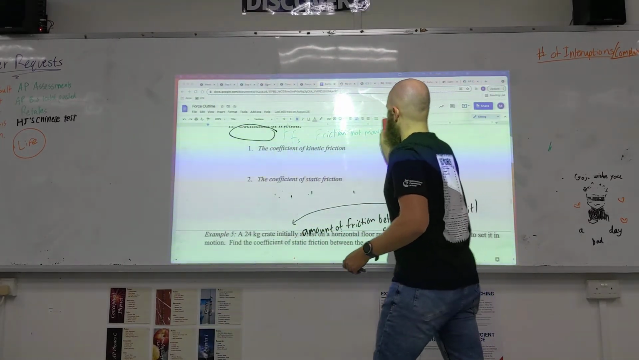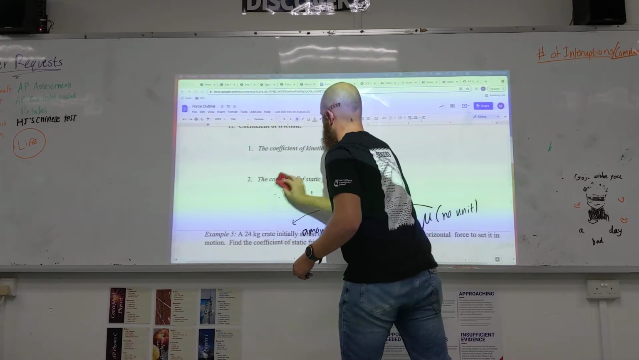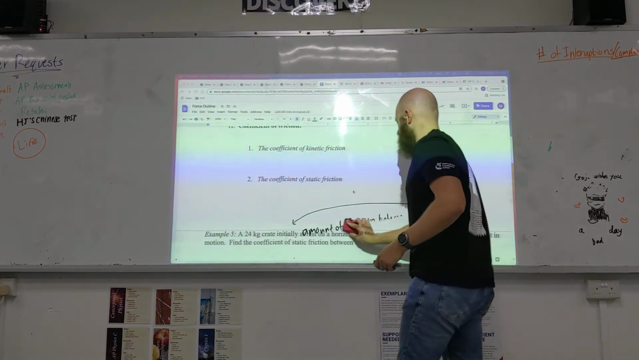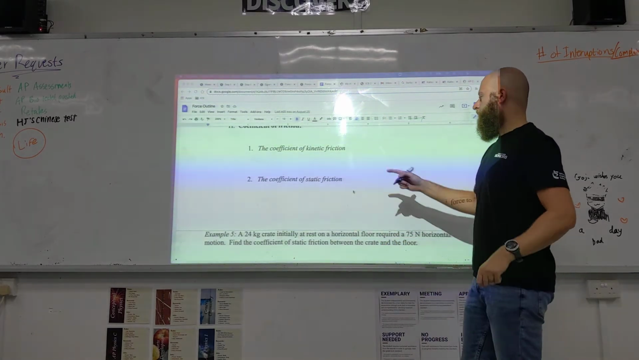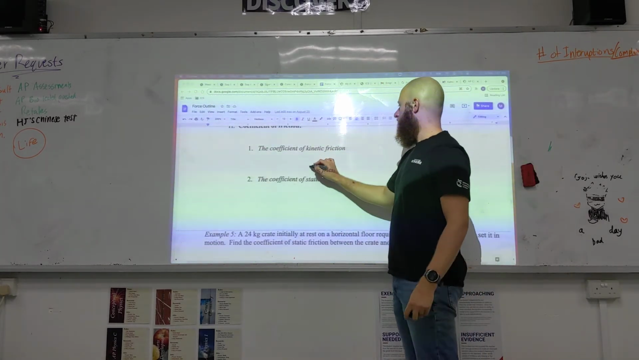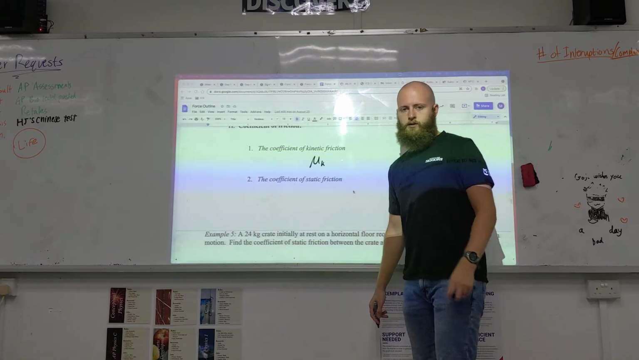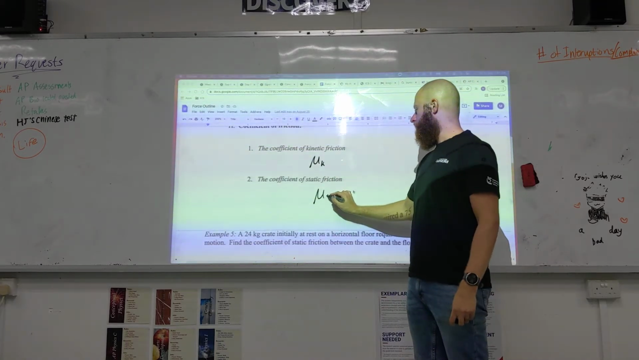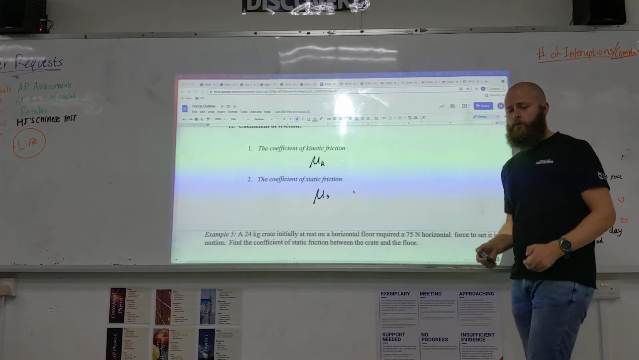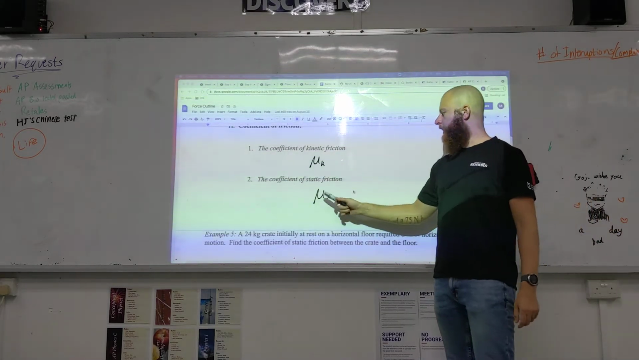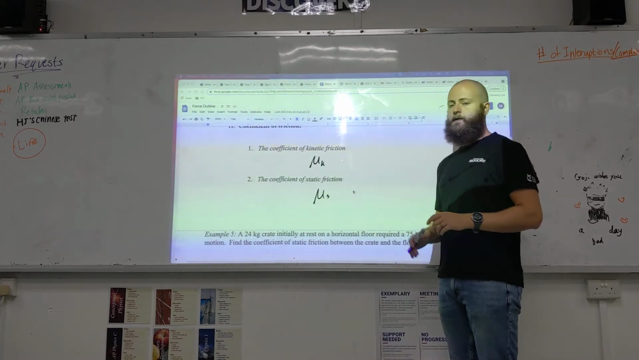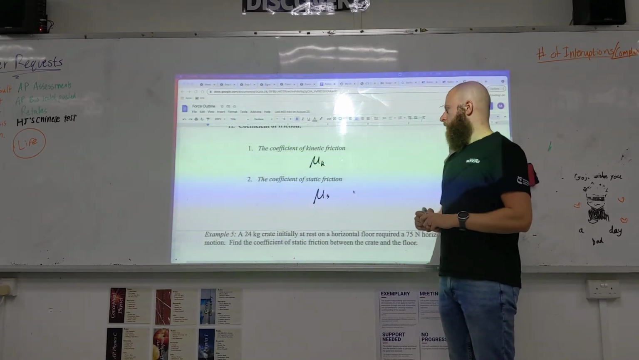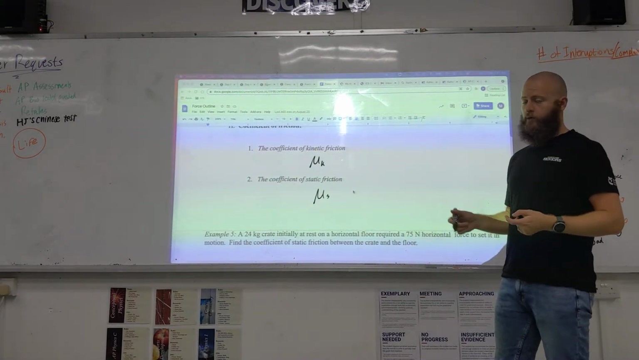Now we need to talk about how this applies to static friction and kinetic friction. So for kinetic friction, that is mu k. For static friction, that is mu s. Okay? So it's fairly simple. Remember, we're using mu s for times when it's stationary, and then we use mu k for times when it's moving. And now let's talk about our actual formula for friction.